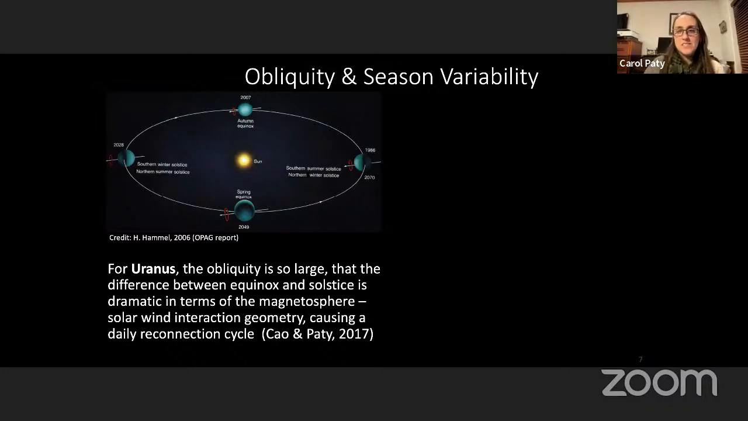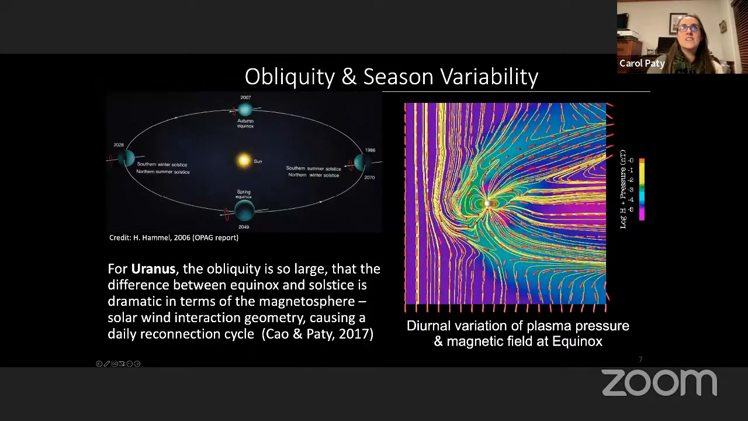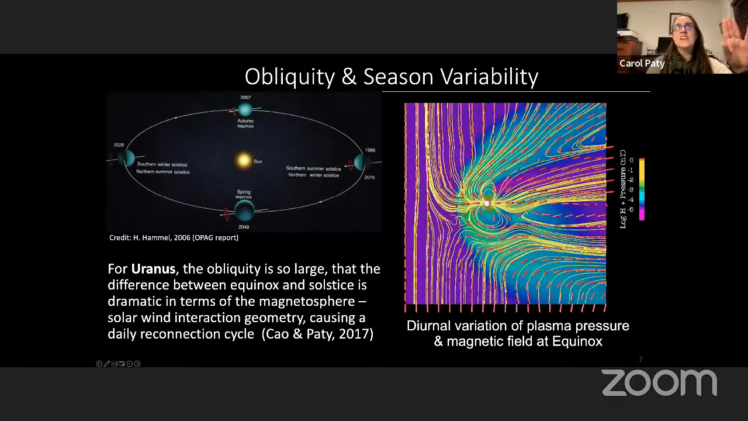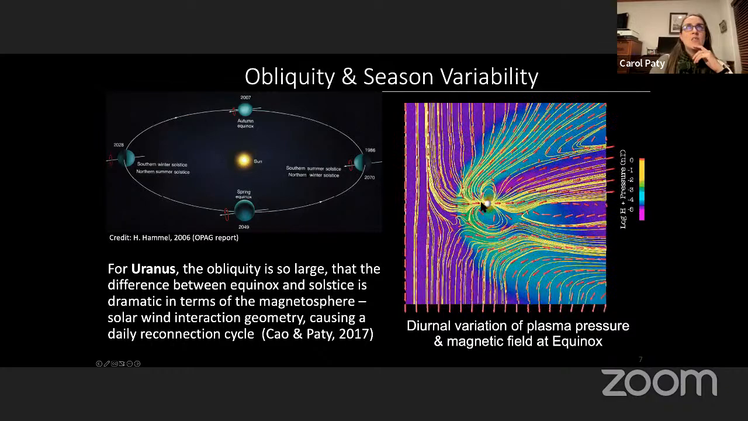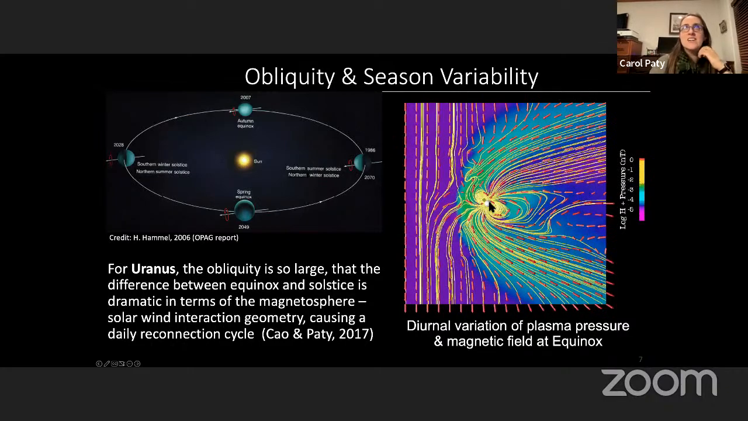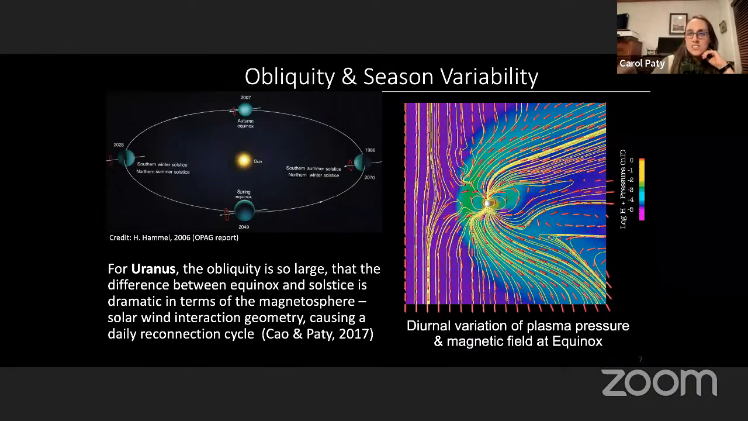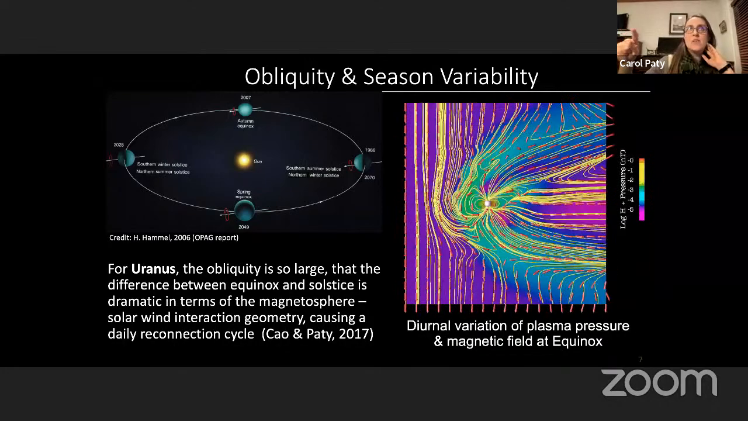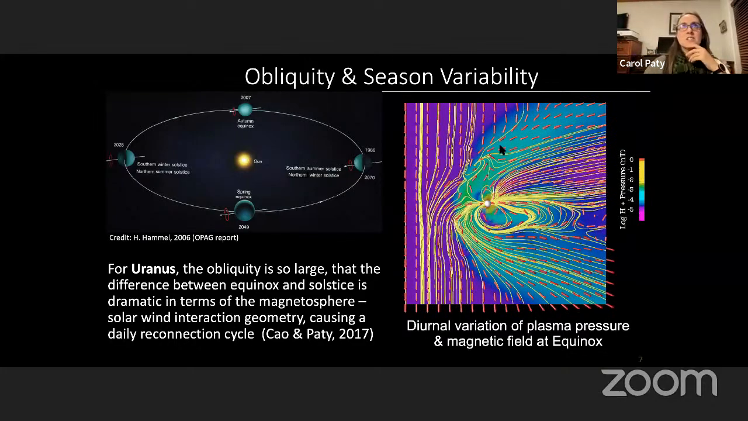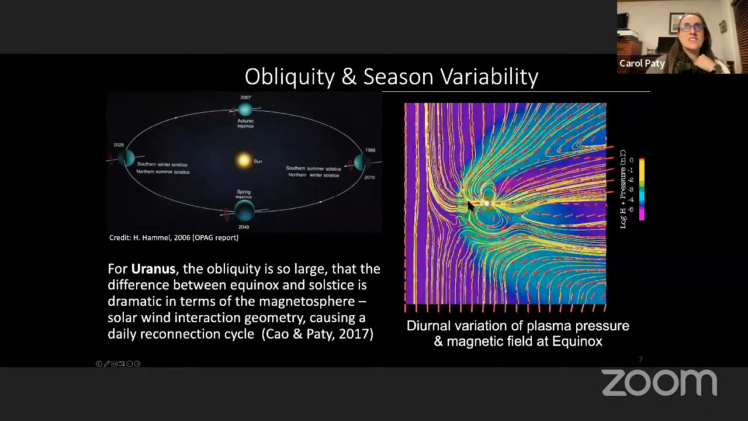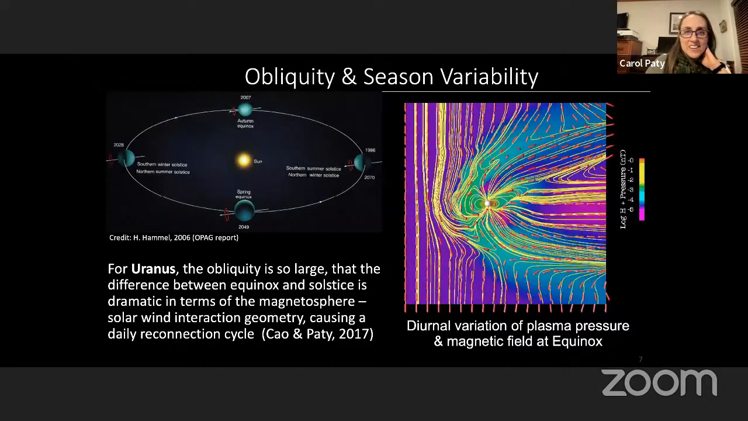And be prepared for some dizzying graphic here. But this is equinox at Uranus. The sun is over here, that would be the left of the screen. The solar wind is propagating around to make the magnetic field interaction. But then the rotation axis of Uranus is pointing into the screen, and the magnetic field is tumbling around it. So every rotation, every day, you go pole on, equatorial on, pole on, equatorial on of the magnetic geometry relative to the solar wind direction. And this is just phenomenally different than anything we've ever observed at the Earth or Jupiter or Saturn.